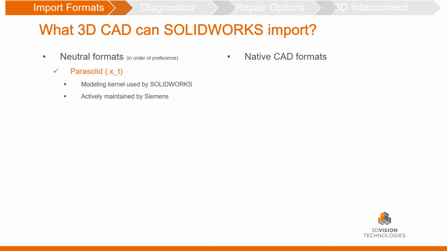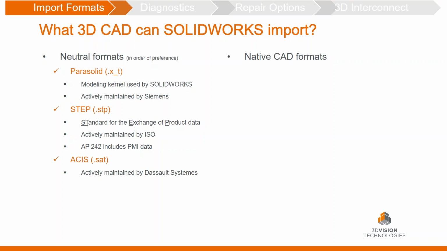The first one we want to talk about is Parasolid. It is the modeling kernel used by SOLIDWORKS, so that's why it's the preferred neutral format. It's actively maintained by Siemens Corporation, so we put that at the top of our list. Secondly is the STEP format. It's the standard for the exchange of product data. It's actively maintained by the ISO organization. One note here is that the 242 format is also going to include the PMI data if you're looking to do some of that translation as well. STEP will carry that information.